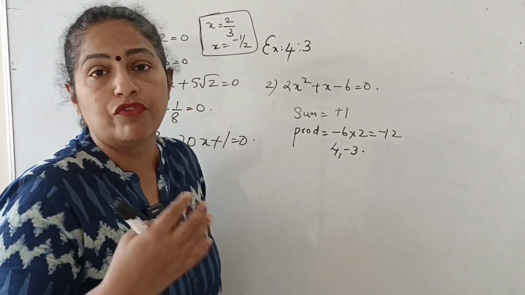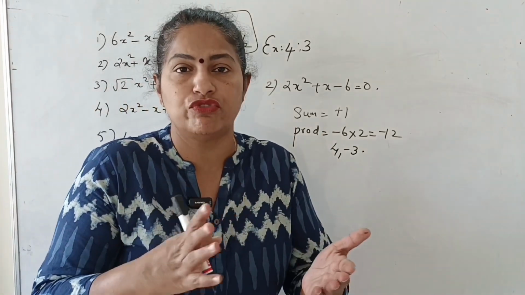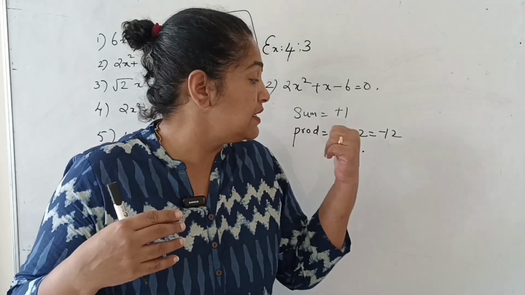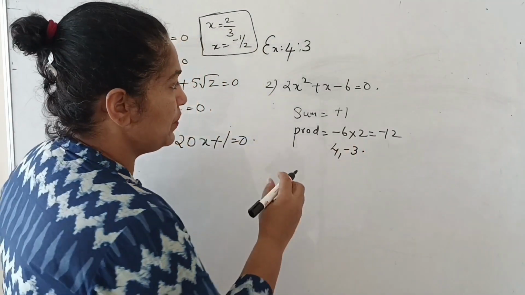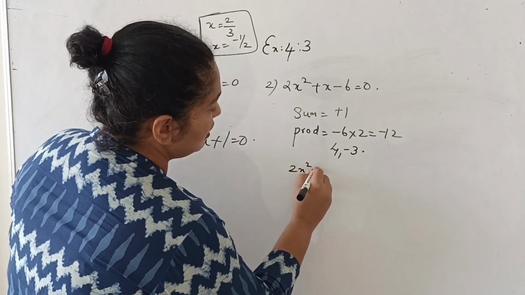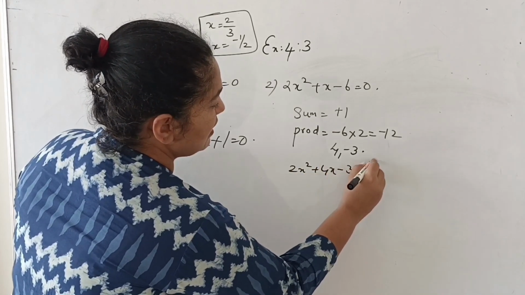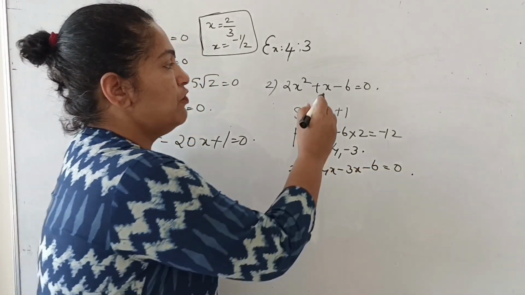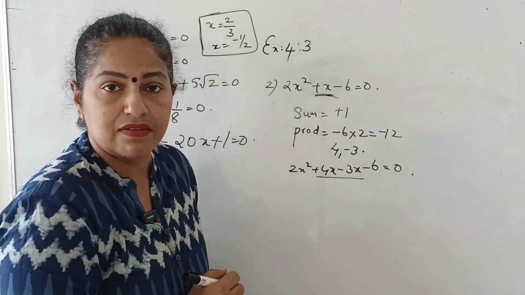Okay, so when you're doing this for the first time, you have to definitely break down 12 into its component numbers and then find out the pair. Okay, so now how do you write it? 2x square plus 4x minus 3x minus 6 is equal to 0.